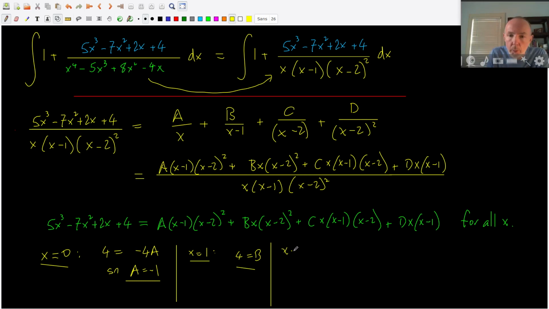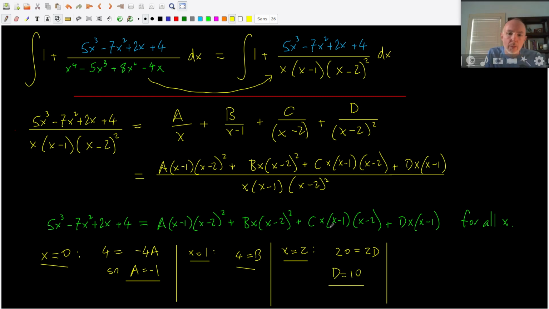When x equals 2, again, this is the one that's not going to go so well with us, but when x equals 2, we get a lot of cancellation. On the left-hand side, we get 20, and then we're left with, I think, plugging x equals 2 in here gives us 2d. So we're left with 20 is equal to 2d, so d is equal to 10.